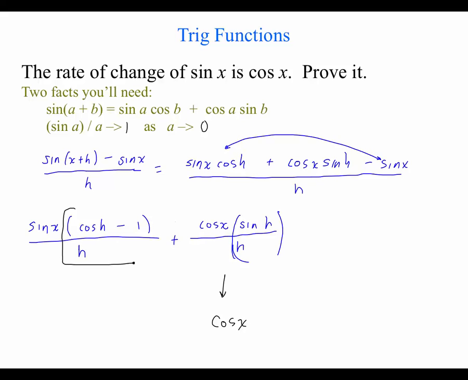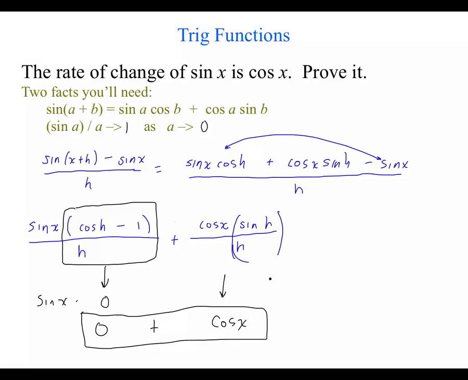Here's another fact that you needed. As h gets very, very small, that goes to 0. So sine x times 0 is 0. So as h gets small, our rate of change, sine x plus h minus sine x over h, equals cosine x. So that's where the rule comes from, that cosine x is the rate of change function of sine x. Here's the math behind that shows that. Anybody have a question on that?